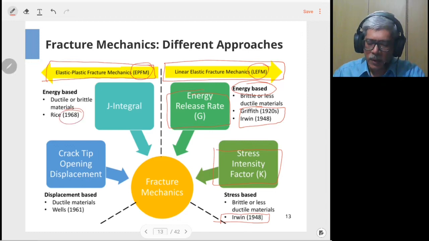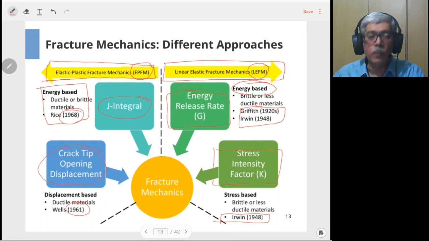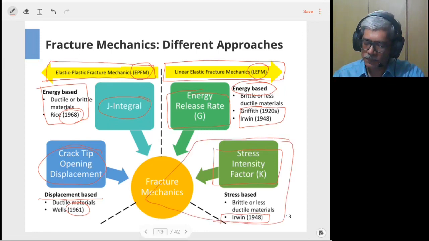Later, around the 1960s, the behavior which includes the plasticity of the material was taken up, and in this direction again there are two approaches. One is energy based, which is known as the J integral based approach, and the other is known as the crack tip opening displacement, or CTOD, approach. So out of these four approaches, in today's session we will be looking into the stress intensity based approach.